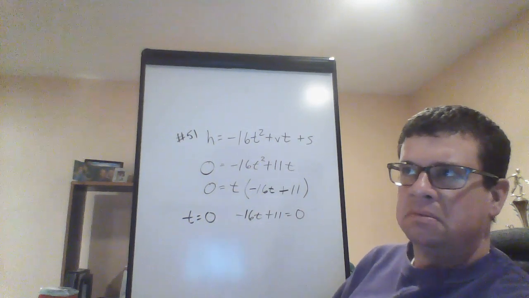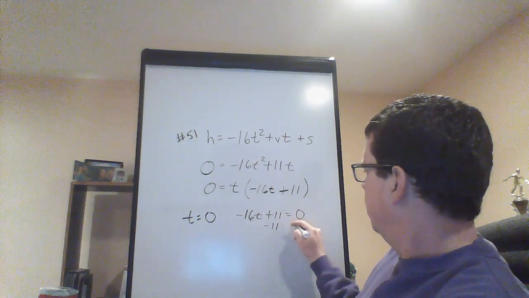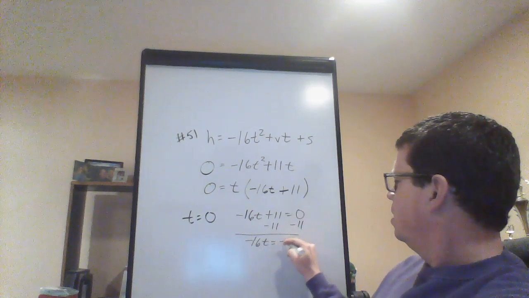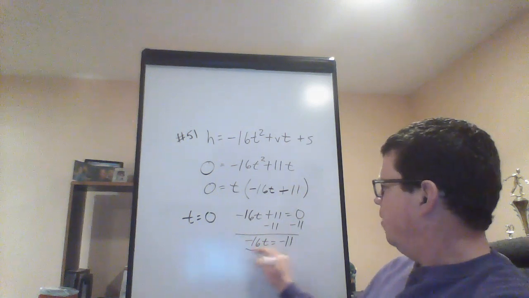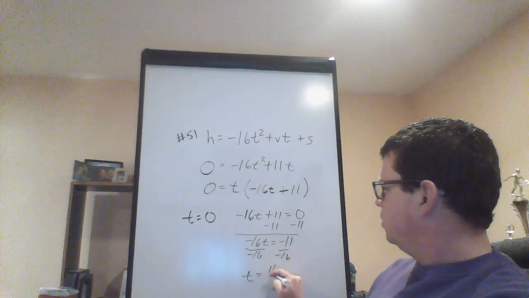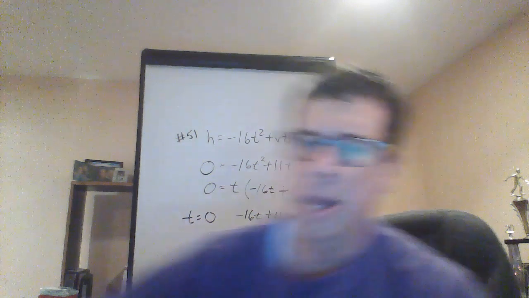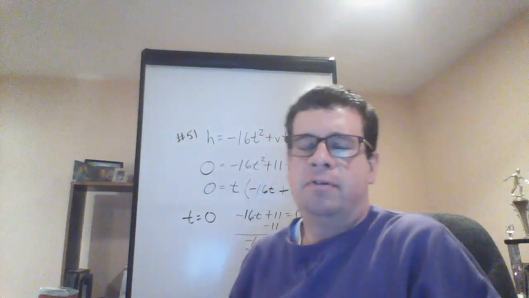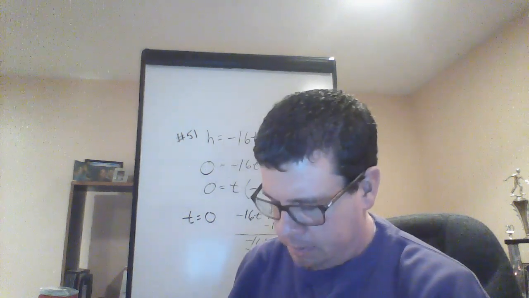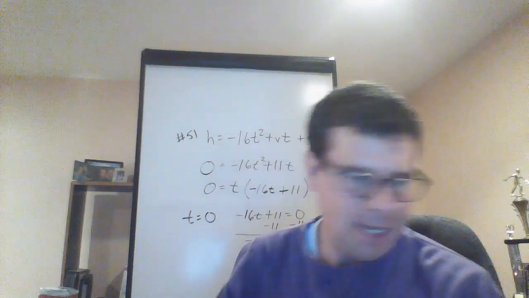That's a two-step equation. So again, I subtract 11 from both sides and get negative 16t equals negative 11. Then I divide both sides by negative 16. I'd be happy if you just left it as 11/16 of a second. If you do want to divide that out, grab your calculator and do 11 divided by 16, and I get 0.6875.